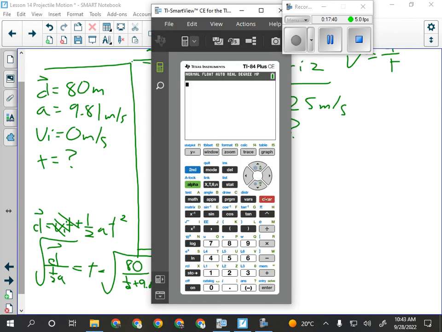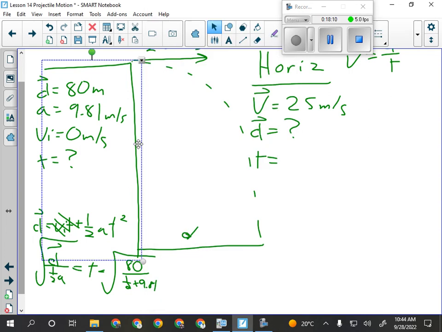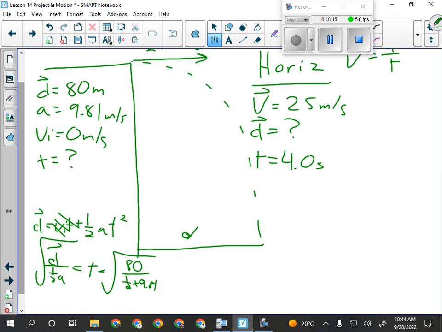All right. So let's say we've got the square root of 80 divided by 4.905. That's half of 9.81. I'm just doing that in my head. All right. So the car falls for 4 seconds. That might not have been 80 meters. It was a long time that they fell for, but I don't know if it was 4 seconds. But okay, let's say it was 4 seconds. So now I know the time, 4.0 seconds, and I'll keep all the decimals as I go through.